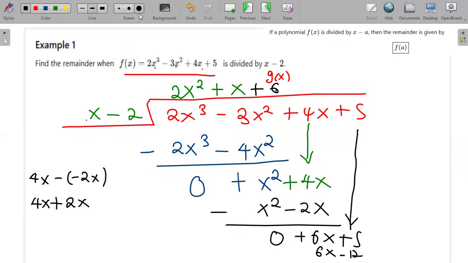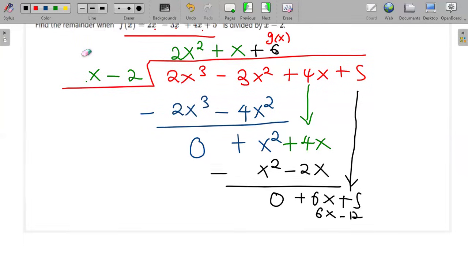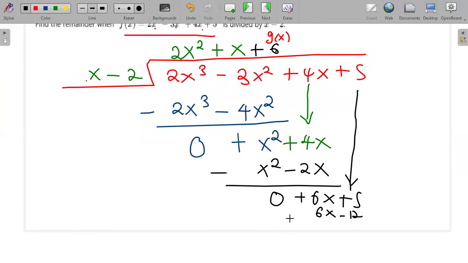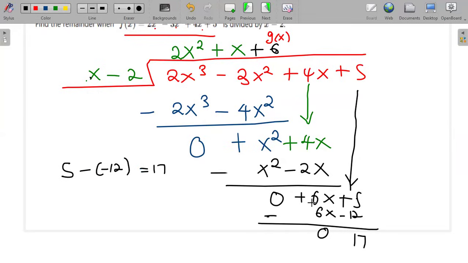And then from there, you're just going to subtract there. So let me just move this a bit up like this. Here we're subtracting again. So this is 6x minus 6x, 0. And then 5 minus minus 12, so that will just give me 17. So now, can x go into 17? The answer is no, because it doesn't have any x. So it means this guy here is our remainder.